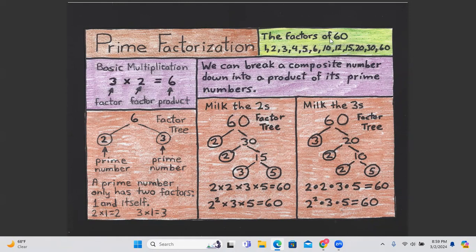But before we do that, let's take a look at the factors of 60, in which we have 1, 2, 3, 4, 5, 6, 10, 12, 15, 20, 30, and 60. Quite a few factors, aren't there?